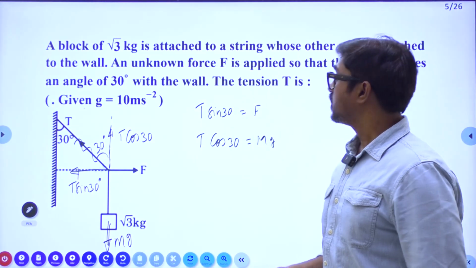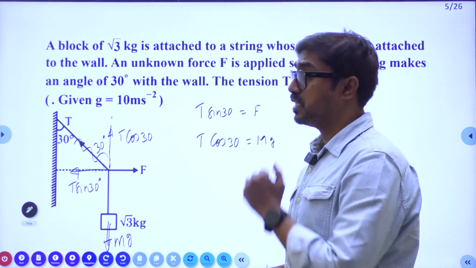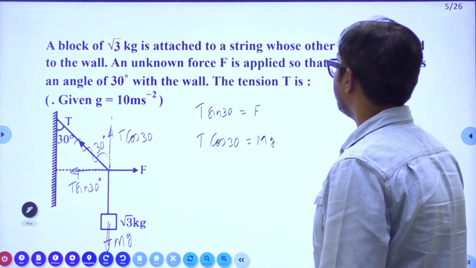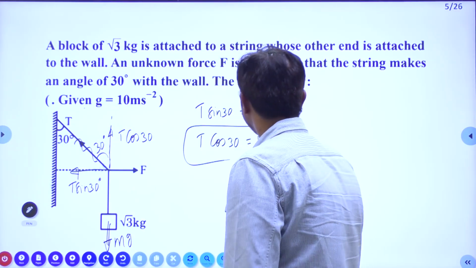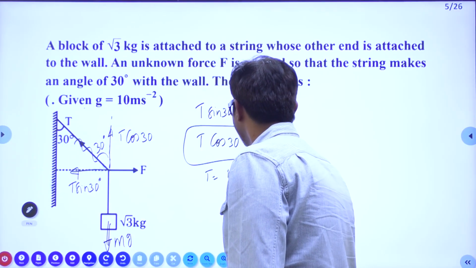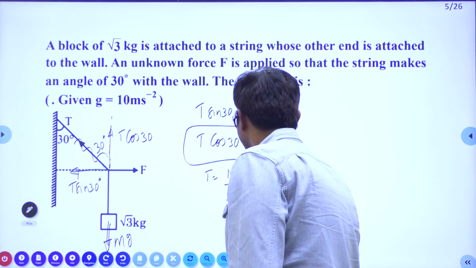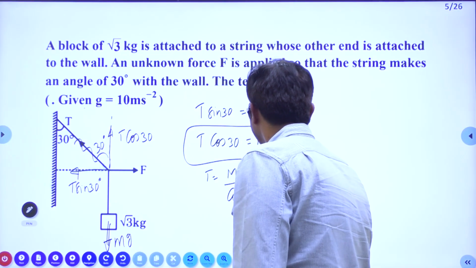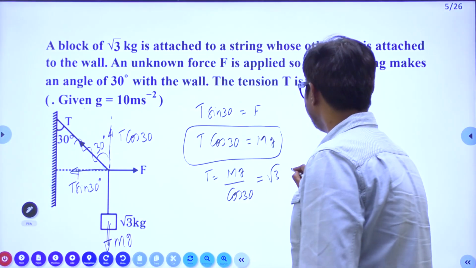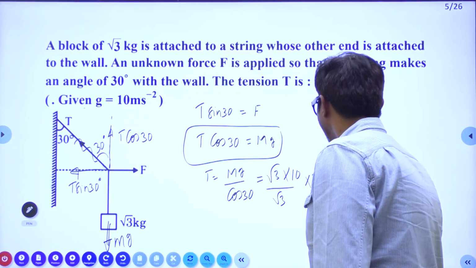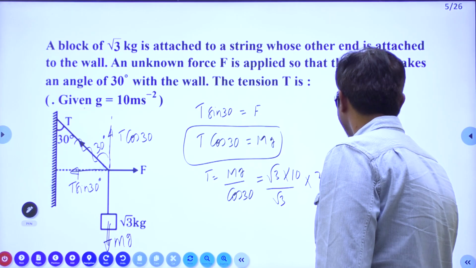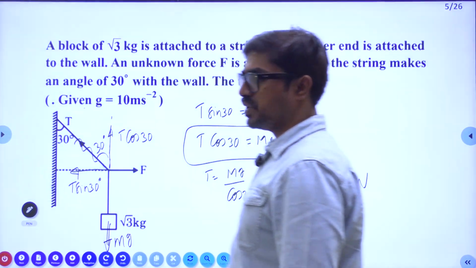Alright. Now what are they asking? They are asking you to find the tension there. Right? I don't want the force. If they just ask you to find the tension, you can use this relation: T equals mg by cos 30. So m they had given root 3. I'll take g as 10. Cos 30 is root 3 by 2. So you will get 20 Newton. That's the answer. We have it.